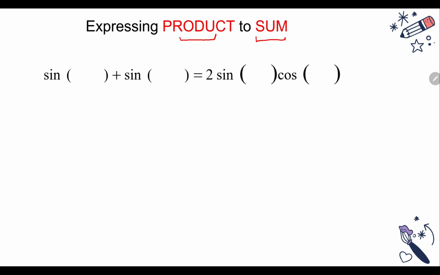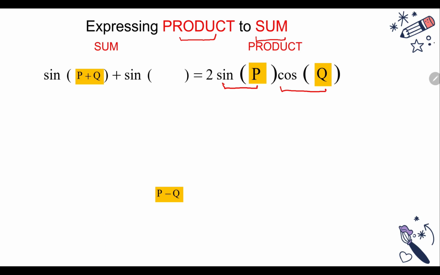Okay students, in this video we're going to learn how to express a product of trigonometric functions as a sum or difference. We're going to use the factor formula to express a product as a sum. So let's say we have a product here. This is a product: sin P multiply cos Q. We're going to express this as a sum.